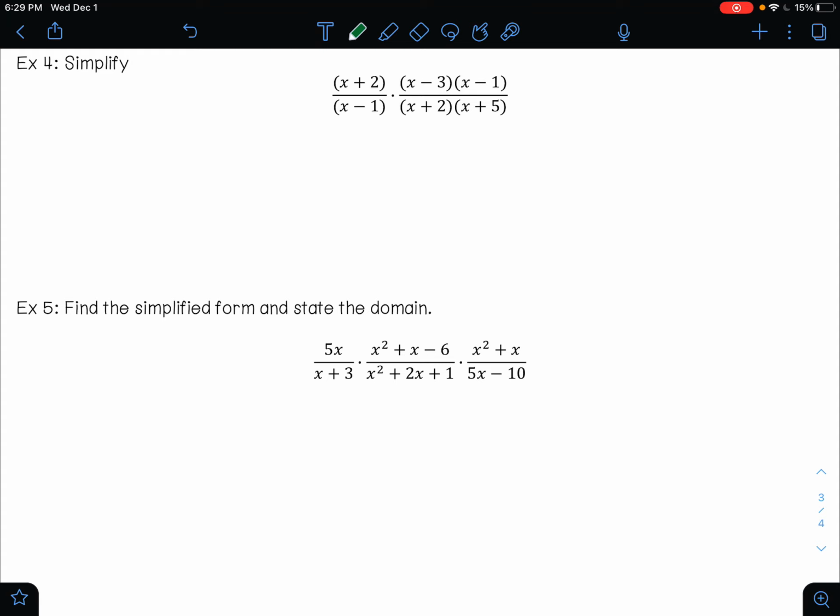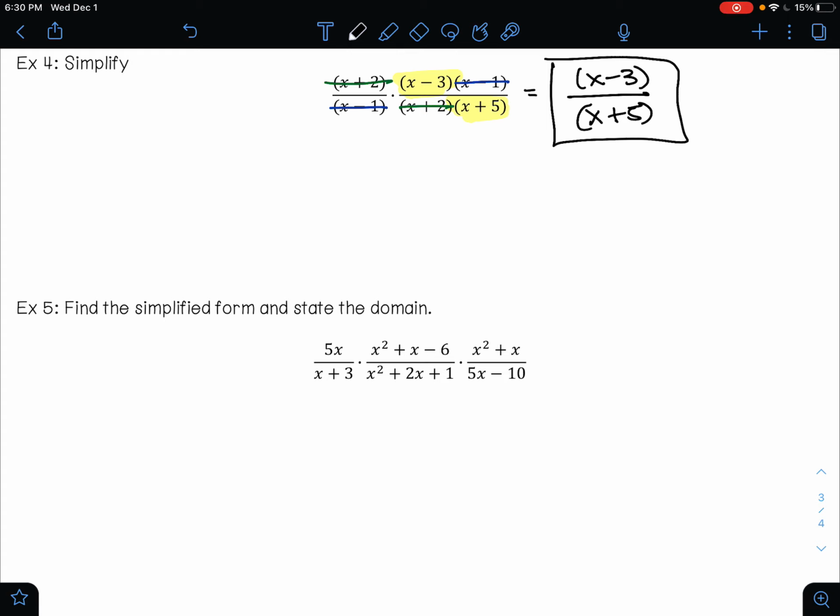So let's look for common factors. X plus 2 has a common factor with x plus 2, so those can eliminate because they're equivalent to 1. And then x minus 1 has a common factor with x minus 1, so those can eliminate because they're equivalent to 1. All that's left in my numerator is x minus 3. All that's left in my denominator is x plus 5. So my answer is x minus 3 over x plus 5. There's nothing else that you need to do on this one. They didn't ask for domain or excluded values, so this is all we had to do.